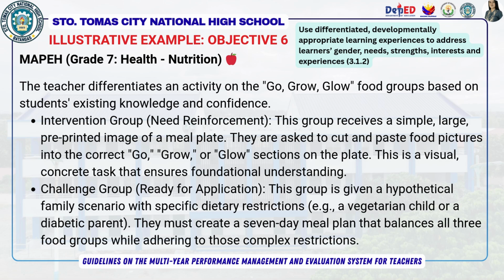In MAPE, we're moving to Objective 6. Health nutrition differentiation is based on existing knowledge. The intervention group, or those in need of reinforcement, receives a simple, concrete task: cut and paste food pictures into go, grow, or glow sections to ensure foundational understanding. While the challenge group, or those who are ready for application, receives a complex hypothetical family scenario with dietary restrictions and must create a 7-day meal plan adhering to the restrictions.